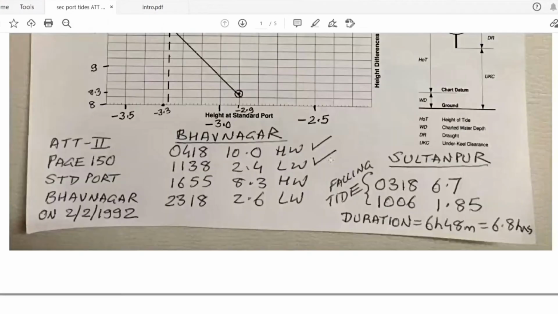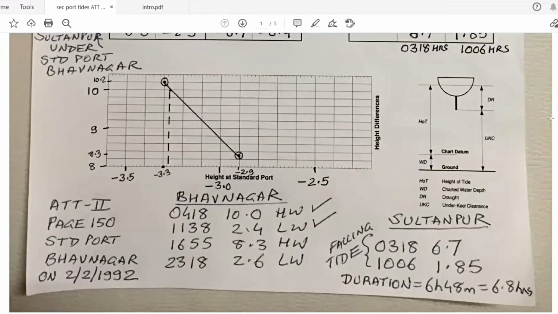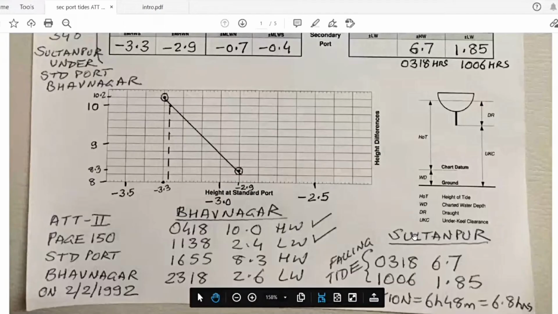So see if you're getting this data. Okay, once you've got the data, let me know. For Sultanpur, have you got 318, 6.7, 1006, 1.85, falling tide? Yes, sir. So no doubt still.